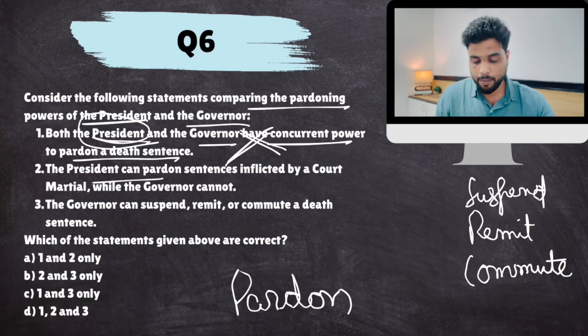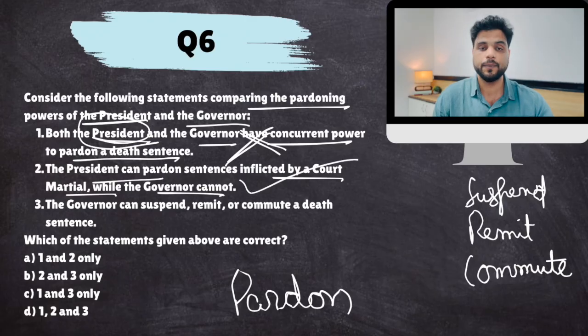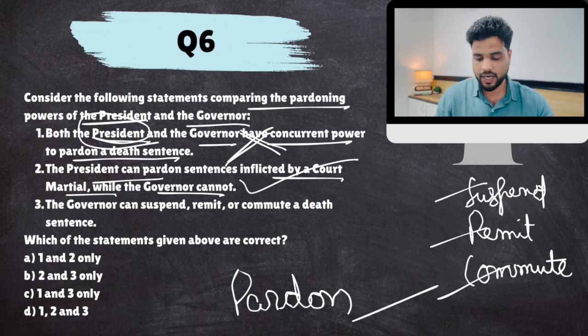The president can pardon sentences inflicted by court-martial, while the governor cannot. Absolutely correct. If the punishment is given by a court martial, only the president has the power to suspend, remit, commute, pardon in this case. The governor has no jurisdiction in court martials.